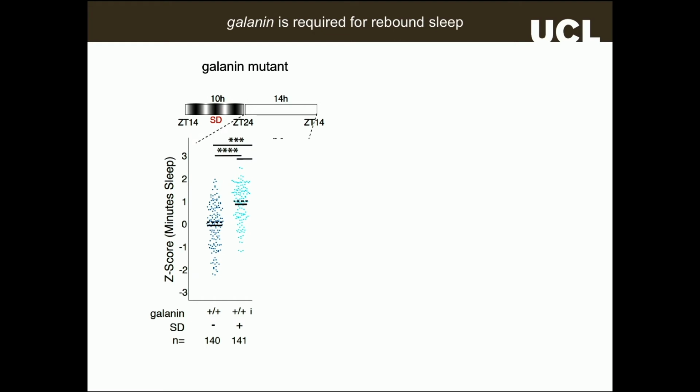So now to the important point. Again, these are homozygous wild-type siblings. And after this form of OMR sleep deprivation, we can see an increase in rebound sleep. And when we now look at the galanin homozygous mutants, we completely lack this rebound sleep behavior.